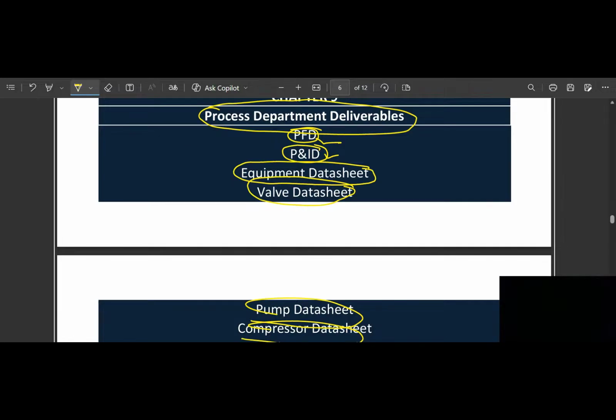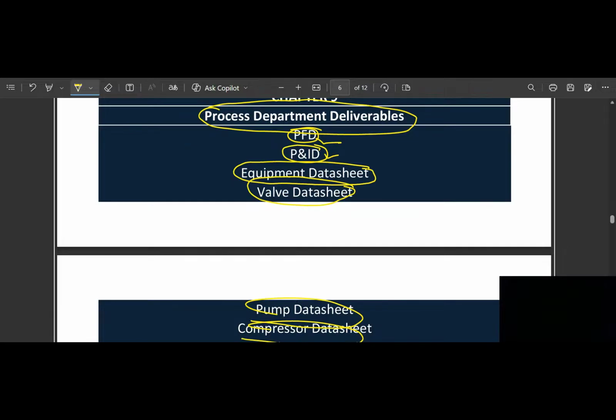Okay. How is the equipment data sheet prepared from scratch? Is there any book to follow? No, we don't require any book, okay, to prepare equipment data sheet. Okay, there are some standard formats of data sheet.